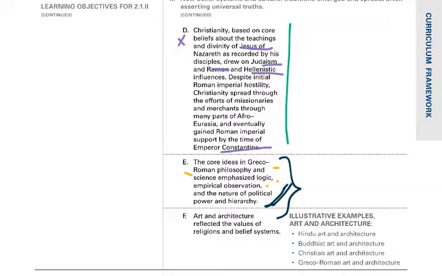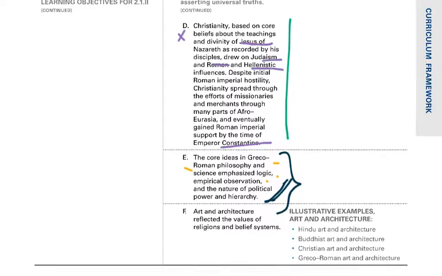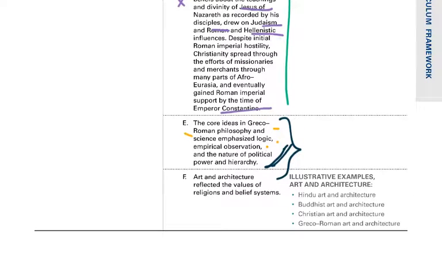The Library of Alexandria is all about understanding and gaining knowledge. It's during this time period where they say, well, let's understand how big the earth is. Again, in many cases, this does not have to conflict with other religious traditions. The last thing you want to know is that art and architecture reflect the values of religions and belief systems.